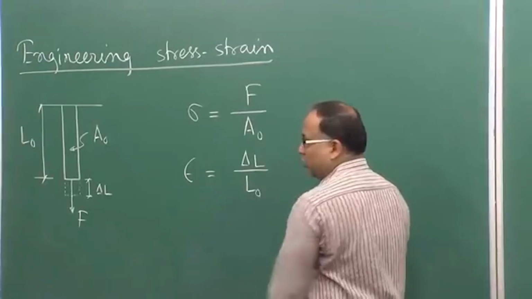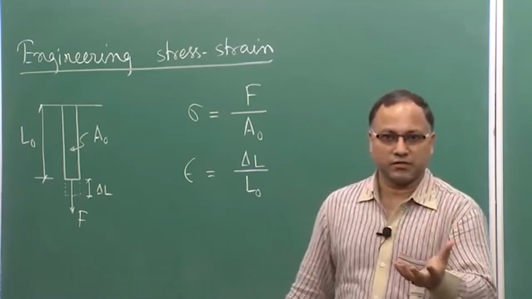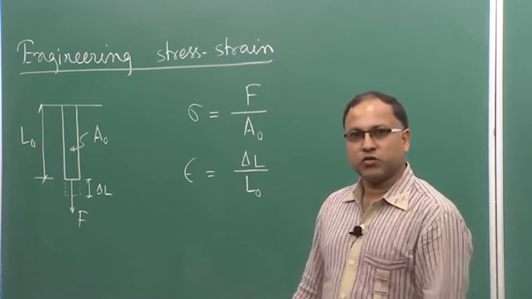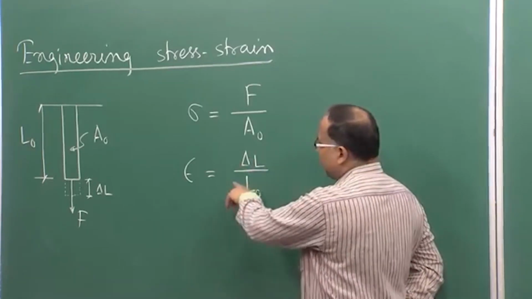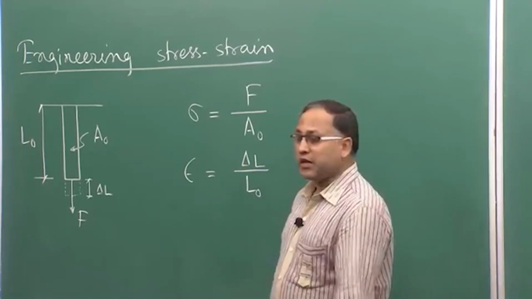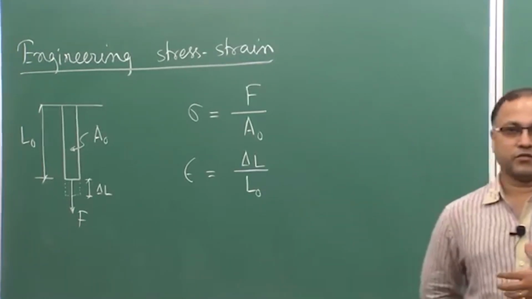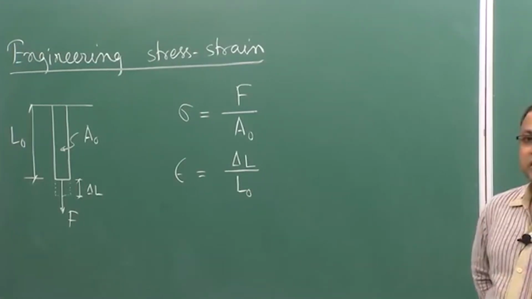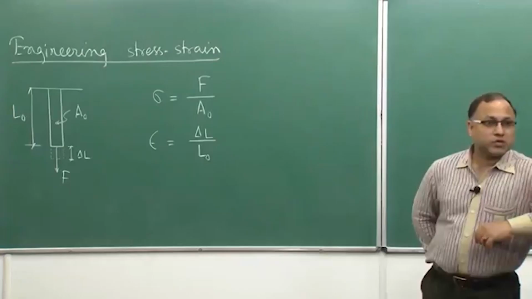Similarly, when we are calculating strain, delta L is the final elongation of the member, but this strain is nothing but a continuous process, right. You are applying the load, you are increasing the load, and the elongation is going on increasing, right. But still we are considering the original length of the member, and based on that we are calculating the strain. So, these stress and strain are both known as engineering stress strain. Then what is the true stress strain?